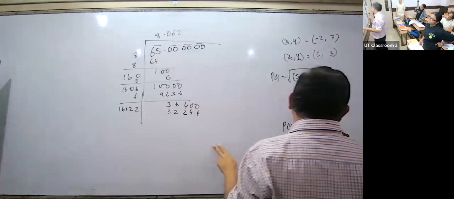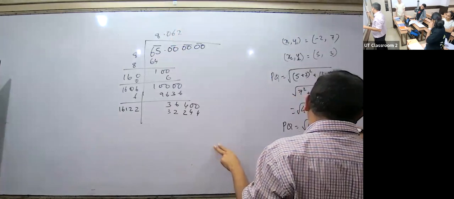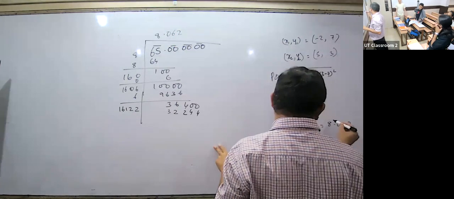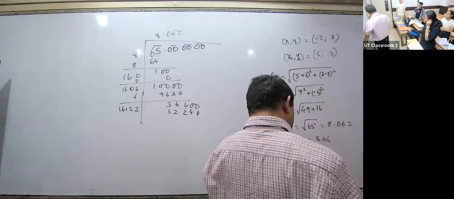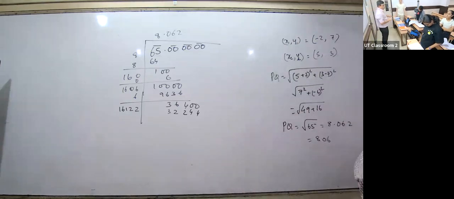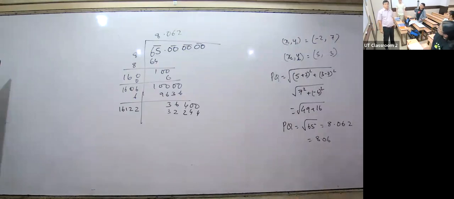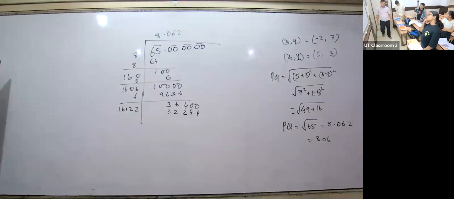That is 8.062. See, three significant digits mean these are three. Rounding means 8.06. That's all. Did you get 8.062? I got 8.07. Sit down, all of you.